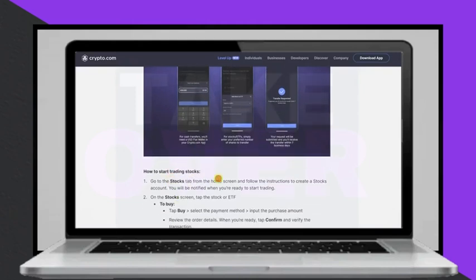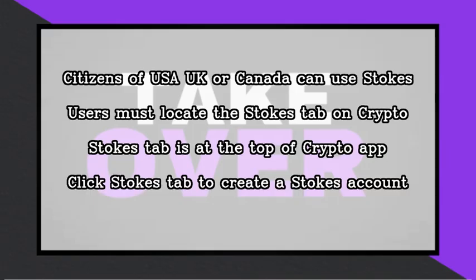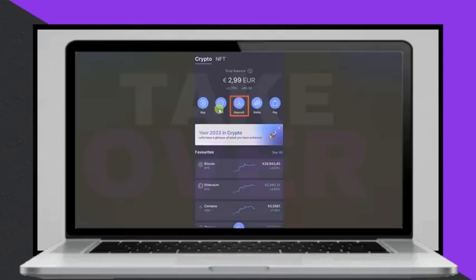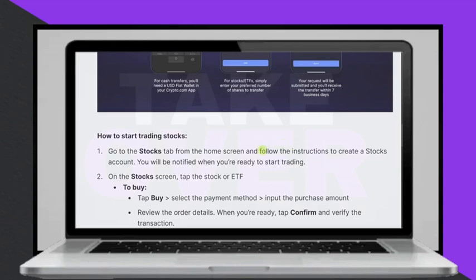The process begins by locating the Stocks tab, which is situated at the top of the Crypto.com app, alongside options like NFT or crypto. After clicking on this tab, users will be guided through the necessary steps to create a Stocks account. And upon completion, they will receive a notification when they are ready to start trading.